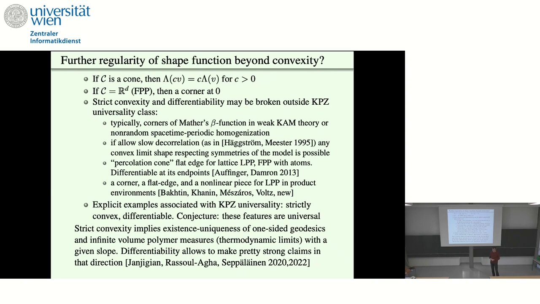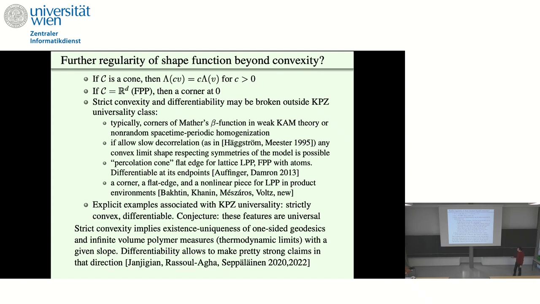But if you look at models that fall into the KPZ universality class, then you expect, or you see, that the shape function is nice. It looks smooth in simulations, and there are heuristics that connect the KPZ exponents, the KPZ scalings, with the local quadratic behavior of the shape function. So it should be smooth. Locally, it should look like a parabola. But this is not rigorous, so there's no theorem like that. There is only a vague understanding that regularity properties of the shape function are related to the KPZ scalings.